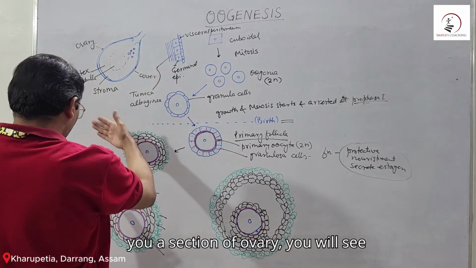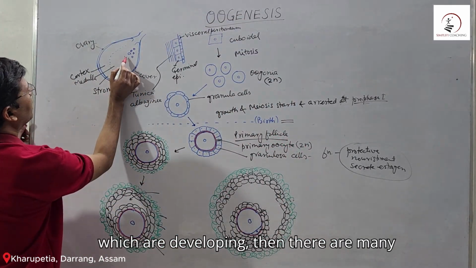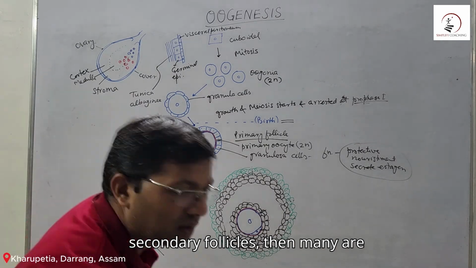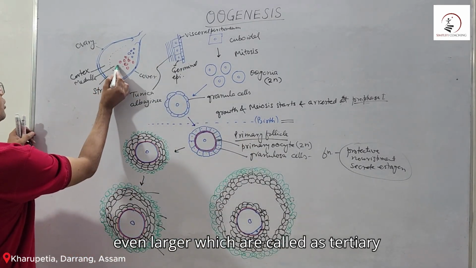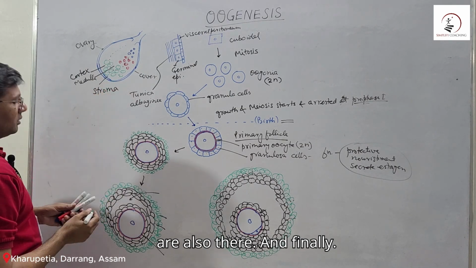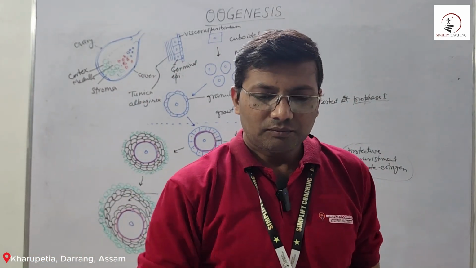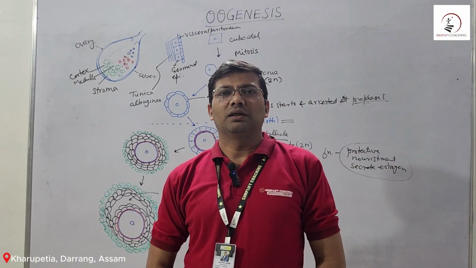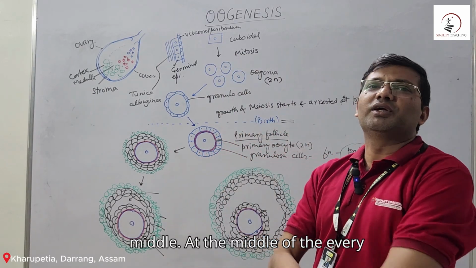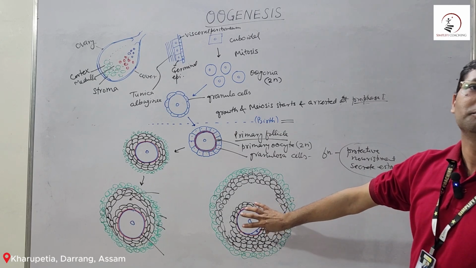So if you see a section of ovary, you will see that there are many primary follicles which are developing, then there are many even larger ones which are called secondary follicles, then many are even larger which are called tertiary follicles, and then a few mature follicles are also there. And finally, in every month, during every menstrual cycle, at the middle of every menstrual cycle, you will have only one single mature egg which will be formed.